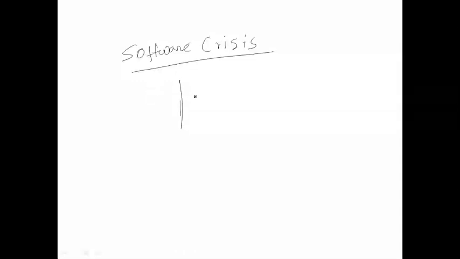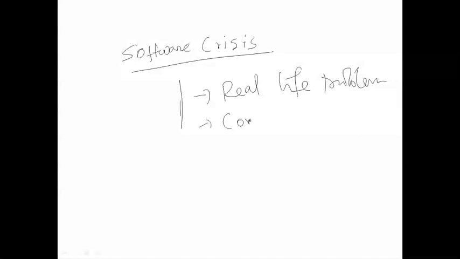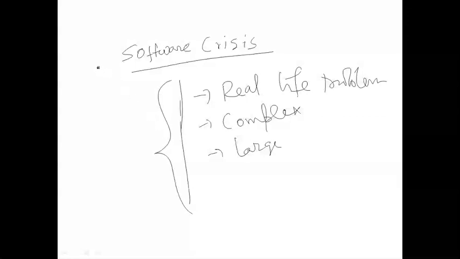because many of the problems were real life problems, and the problems were complex, large, and there were many other challenges which needed to be addressed, and there was no solution. So the software industry faced problems. This situation is referred to as software crisis.